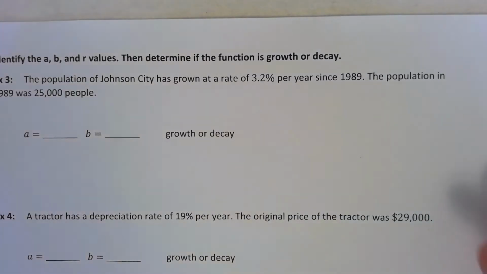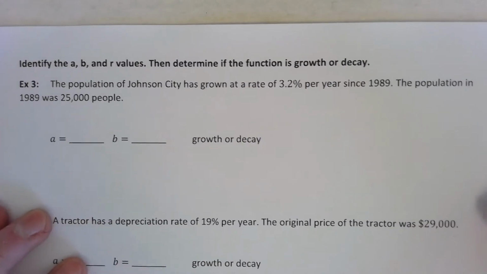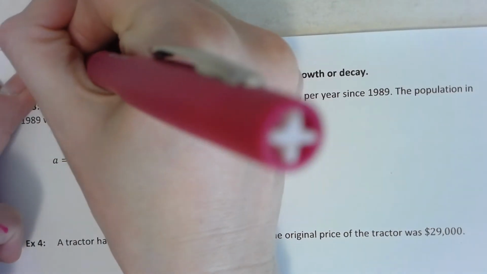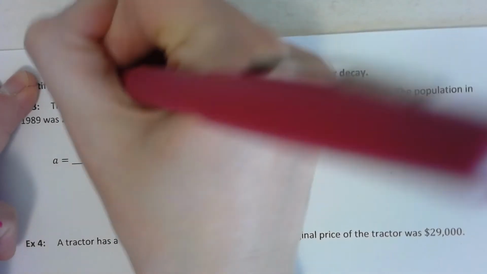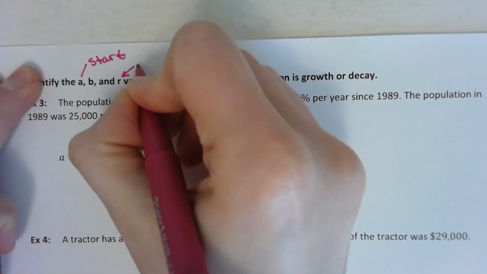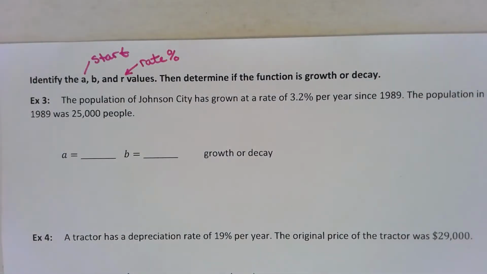We're going to identify the A, the B, the R values, and then determine if it is growth or decay. Now, A is the starting amount, and B is going to be your increase or decrease. Now, your rate, the R, is going to stand for the rate, written as a percentage, and we are actually going to have to do something to the rate before we can use it.